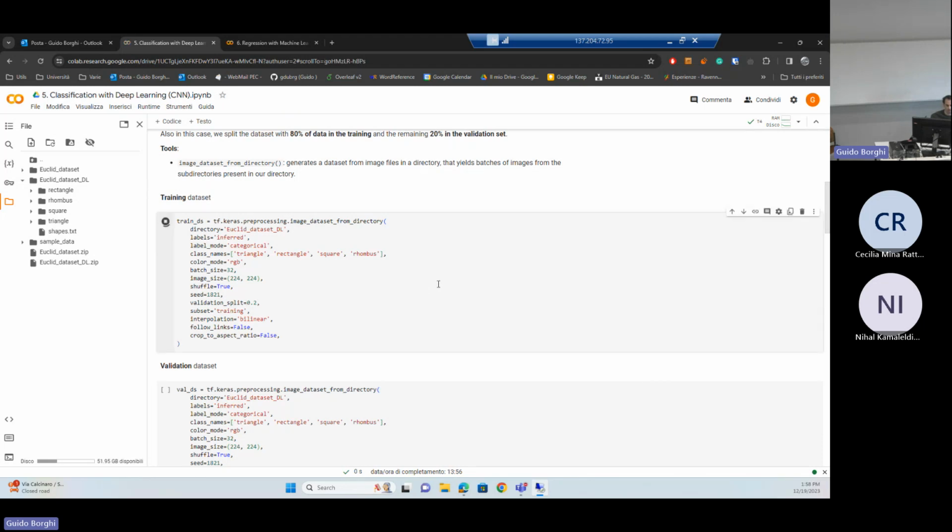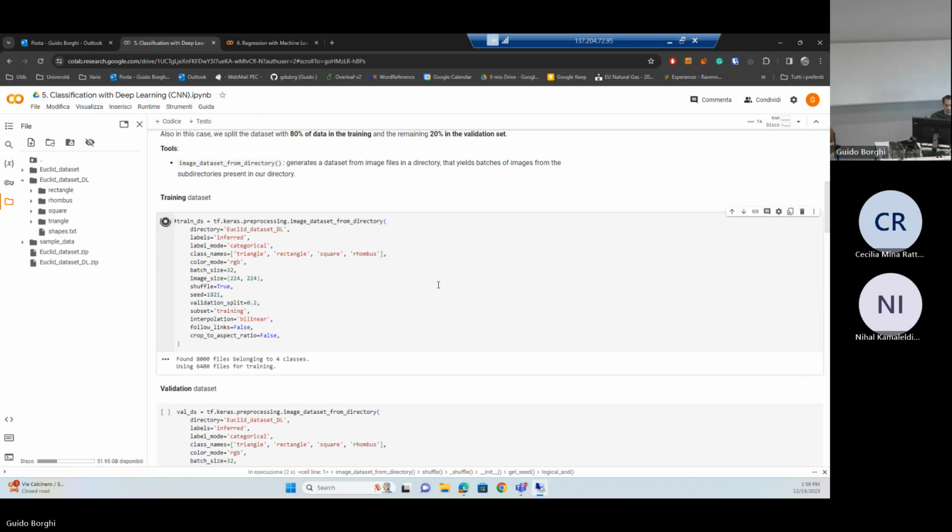So if we run this cell, you can see that in the deep learning version of the dataset, we have 8,000 samples belonging to 4 different classes. And for training, we use that 80%, so 6,400 images for training. They are not enough for training from scratch. So I upload an improved version of the dataset, but remember that is not enough, unfortunately.